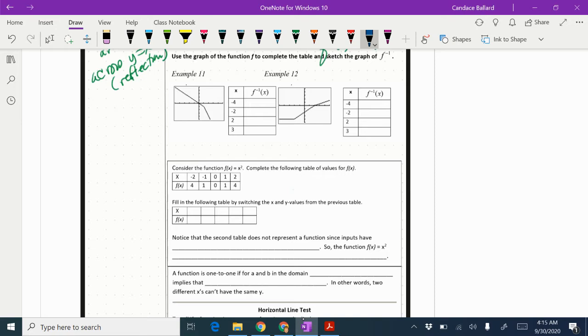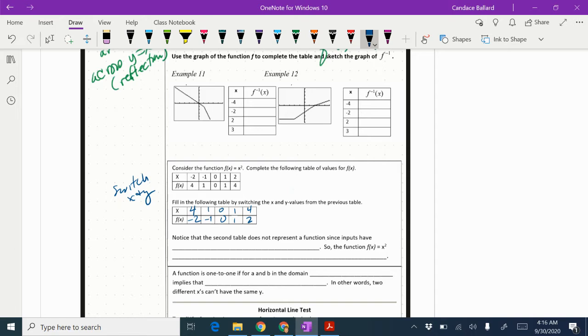So we actually talked about this yesterday, that basically the whole thing with inverses is that we switch x and y. So I'm going to basically switch the values on the table, with values on this other table. So I'm going to flip-flop 4 and -2, 1 and -1, 0 and 0, 1 and 1, 4 and 2. But we're going to talk about whether or not the new table is actually a function, which I know we haven't talked about that yet.